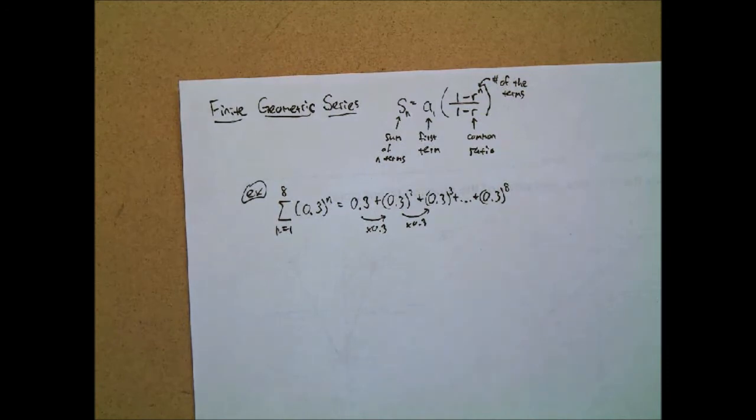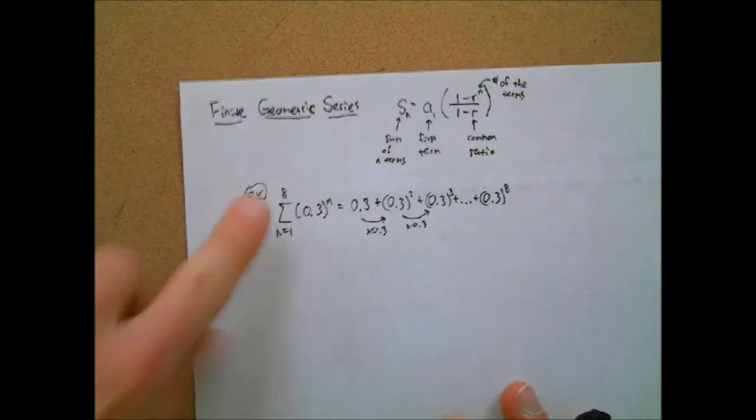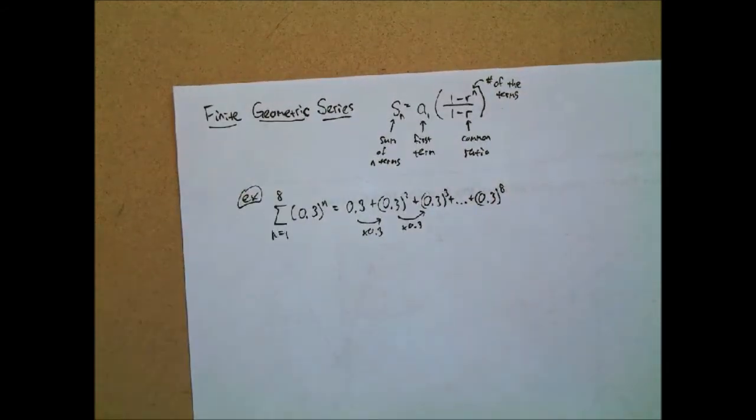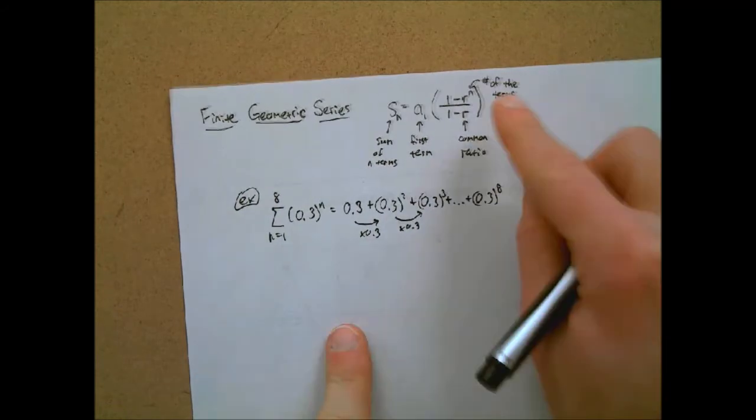Are we finite geometric? Yes. How can we tell this is a finite sum? There's an 8. Right, we stop. We have to count up to 8 there, okay? So it is a finite geometric series. We're going to use this formula right here.